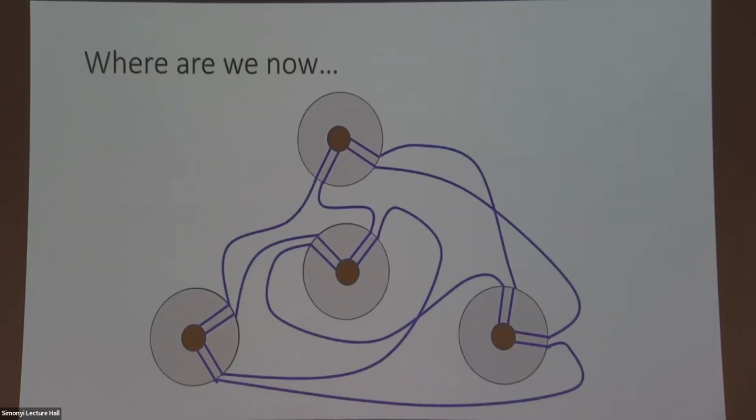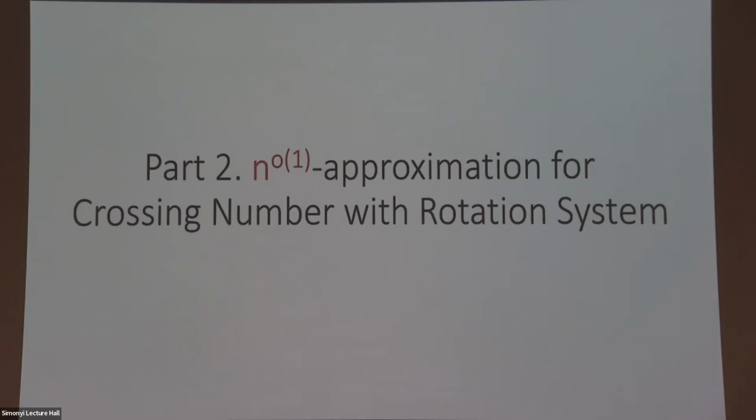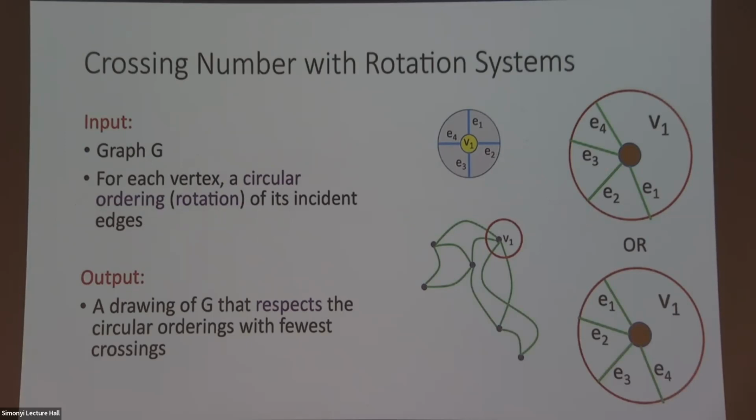So in the first half, we basically reduced the crossing number problem to this crossing number with rotation system problem. And then in the second part, I'm going to show you an n to the little-o of 1 approximation for this problem. The whole algorithm is very complicated, so basically the framework is all I'm going to show, and hopefully it makes some sense.